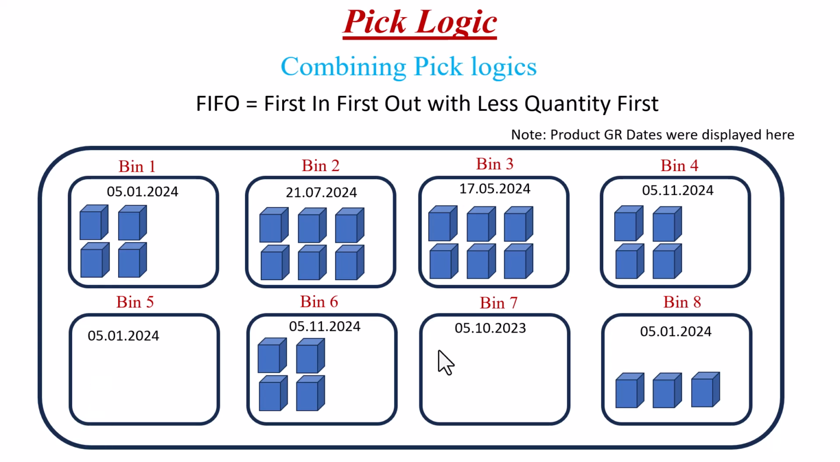And if the system has to pick, so there are two dates, bin 1 and bin 8 having the same GR dates, and compared to bin 1 there is less quantity in bin 8, so the system is going to pick from bin 8. And obviously the next remaining bin with the same date is bin 1, so the system will pick from bin 1. So what is the next GR date?